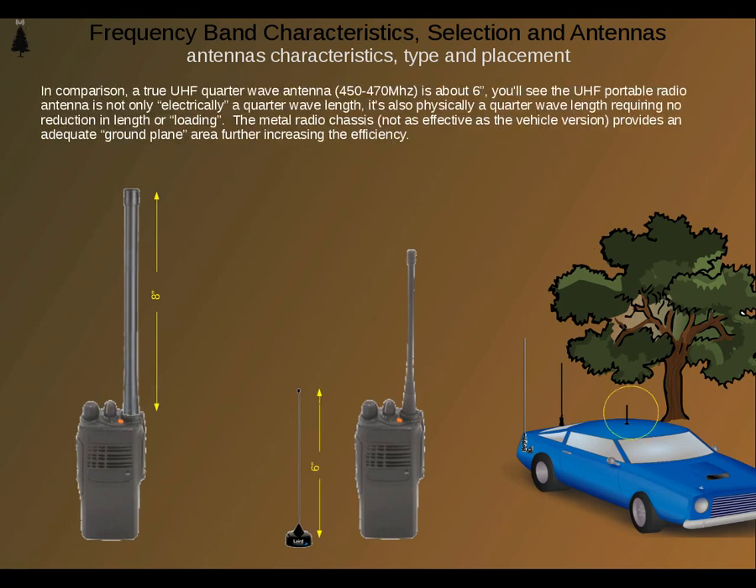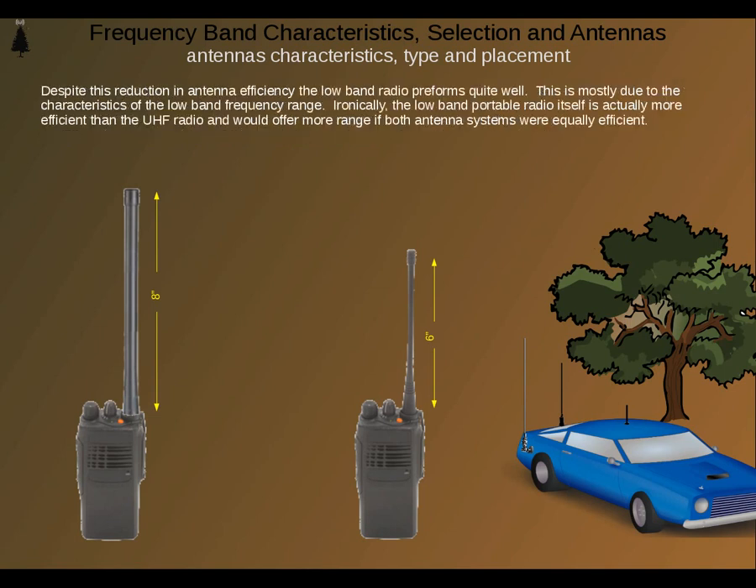In comparison, a true UHF quarter-wave antenna is about 6 inches tall. You'll see that the UHF portable radio antenna is not only electrically a quarter wavelength, it's also physically a quarter wavelength, requiring no reduction in length or loading. The metal radio chassis provides an adequate ground plane area, further increasing its efficiency.